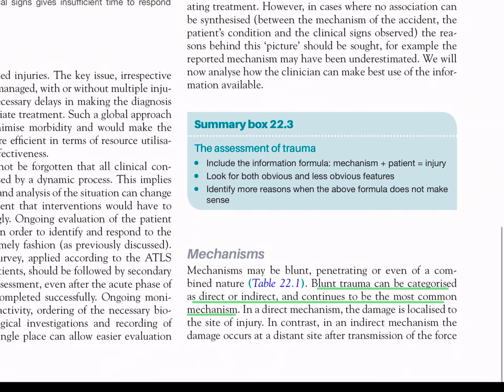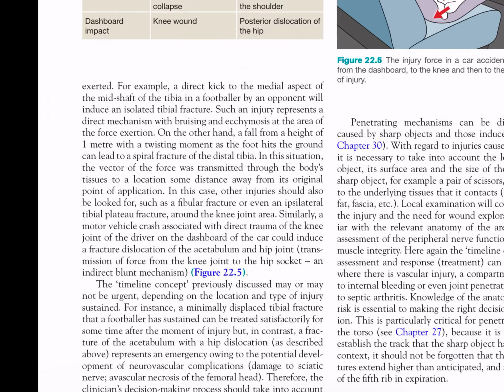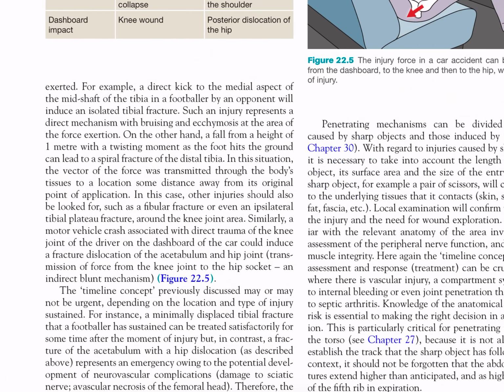Mechanisms. Mechanisms may be blunt, penetrating, or even of combined nature. Blunt trauma can be categorized as direct or indirect and continues to be the most common mechanism. In a direct mechanism, the damage is localized to the site of injury. In contrast, in an indirect mechanism, the damage occurs at a distant site after transmission of the force exerted. For example, a direct kick to the medial aspect of the mid shaft of the tibia in a footballer by an opponent will induce an isolated tibial fracture. Such an injury represents a direct mechanism with bruising and ecchymosis at the area of the force exertion.